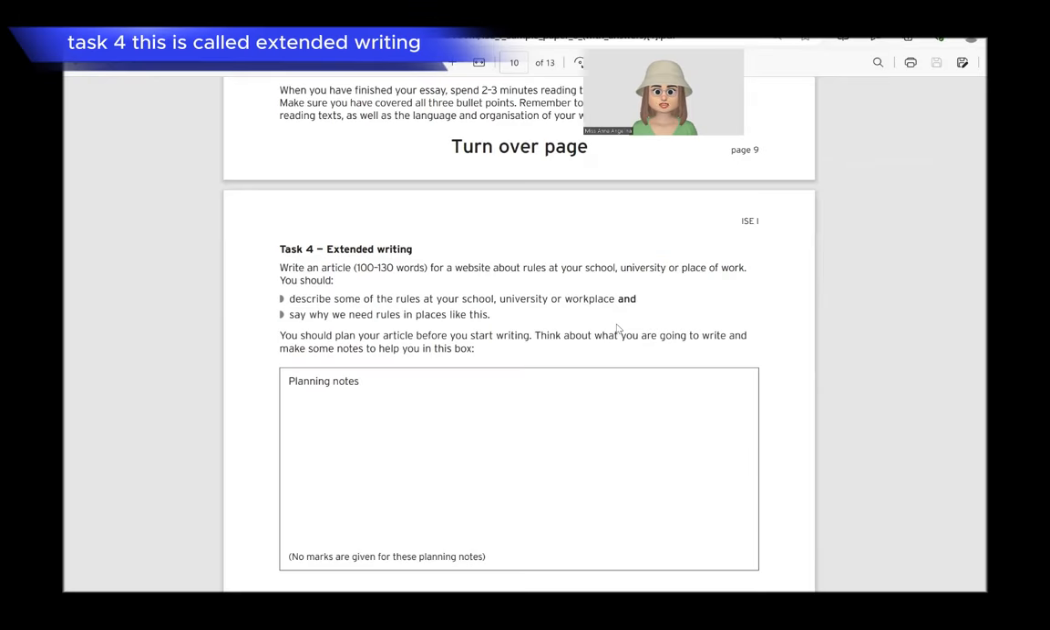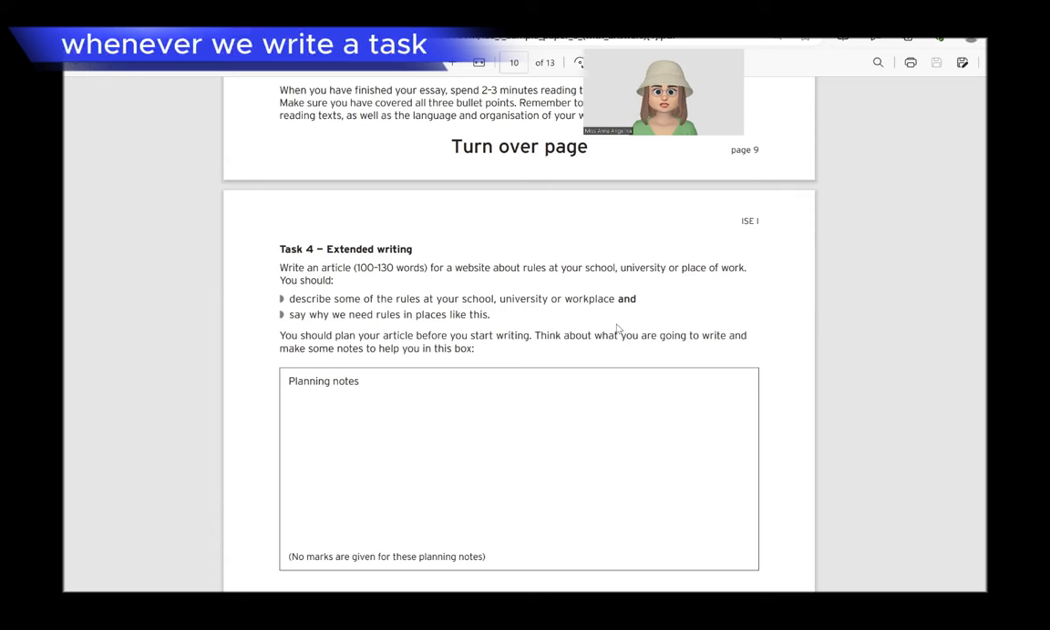Task four is called extended writing. Write an article, 100 to 130 words, for a website about rules at your school, university, or place of work. You should describe some of the rules at your school, university, or workplace, and say why we need rules in places like this. So these are the two most important questions.